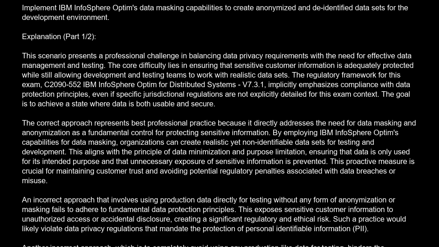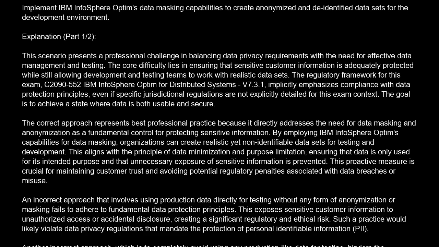An incorrect approach that involves using production data directly for testing without any form of anonymization or masking fails to adhere to fundamental data protection principles. This exposes sensitive customer information to unauthorized access or accidental disclosure, creating a significant regulatory and ethical risk. Such a practice would likely violate data privacy regulations that mandate the protection of personally identifiable information, PII.